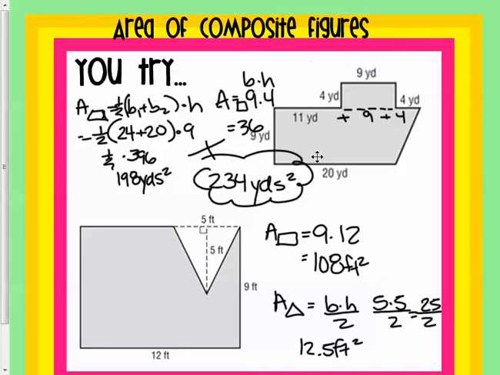Now up here I added them together because the shape was bigger. Here I'm taking the triangle away. So I have to take 108 and take 12.5 away from it. And I get 95 5/10 feet squared.